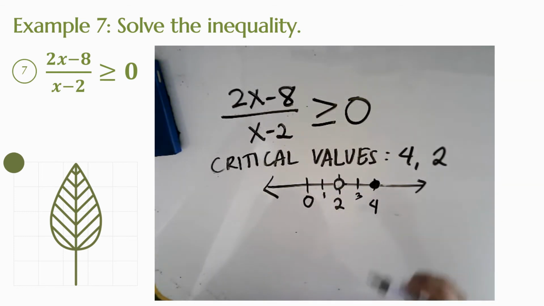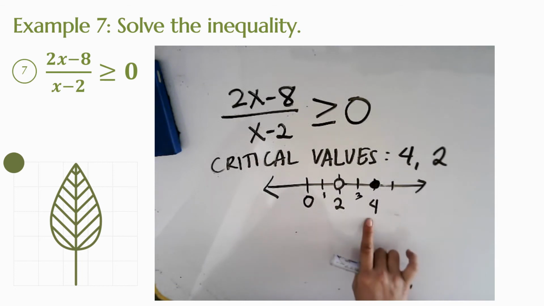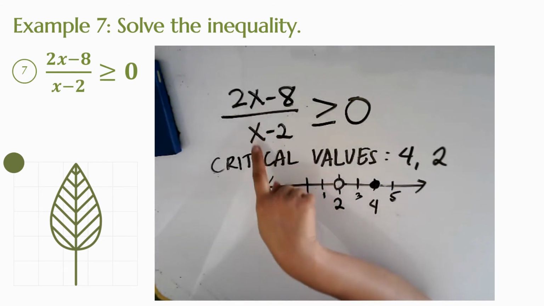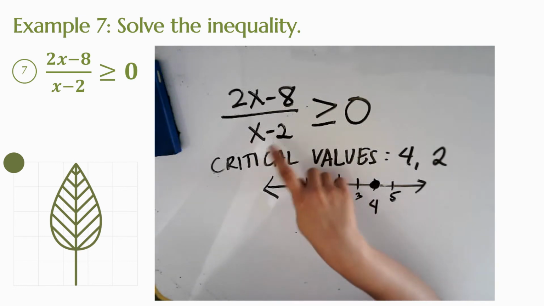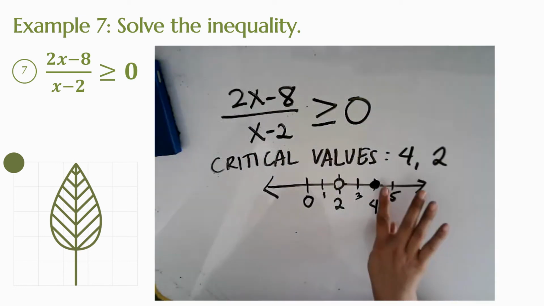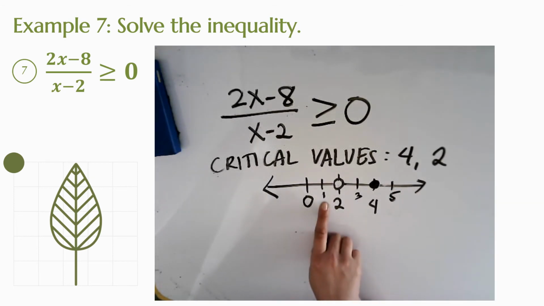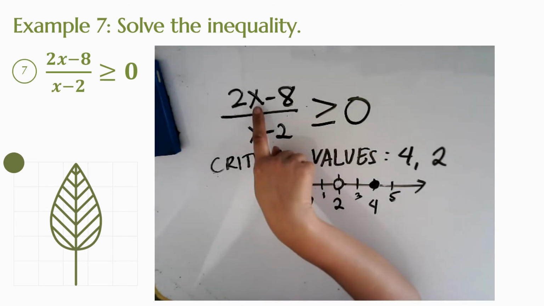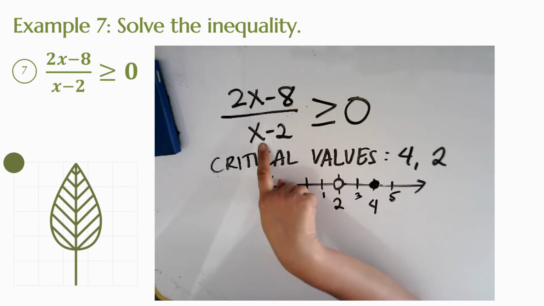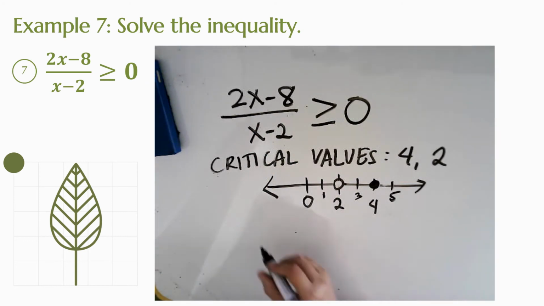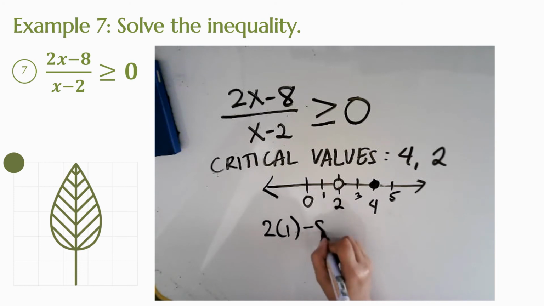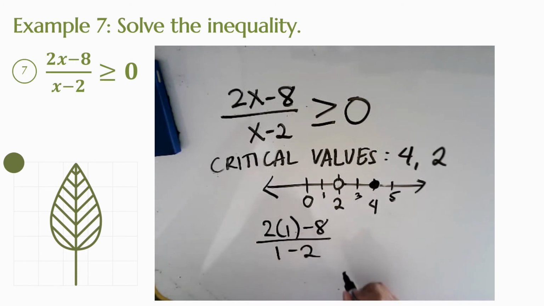And then another testing point will be the number on the right side of 4, which is 5. If x is 5 and it makes the statement true, then the solution lies over here on this area. So let's start. Let's try 1. We will replace x by 1. So we'll have 2 times 1 minus 8 over 1 minus 2. Is it greater than or equal to 0?